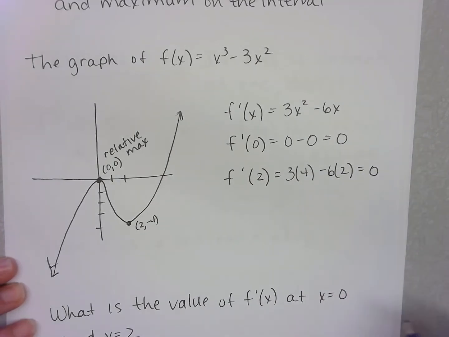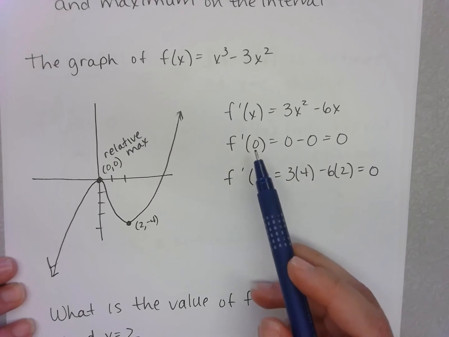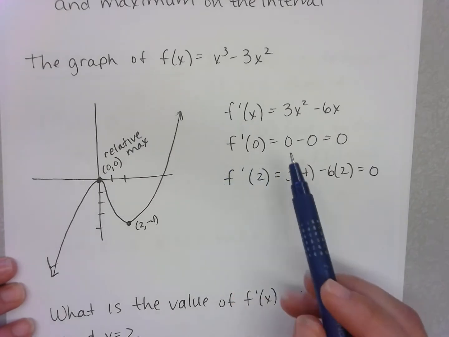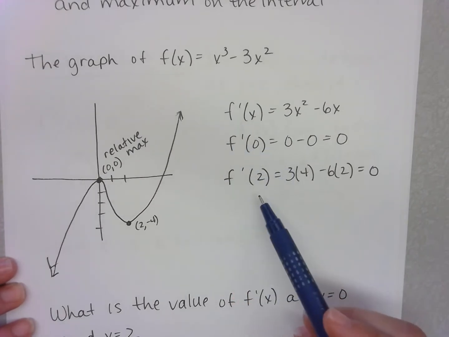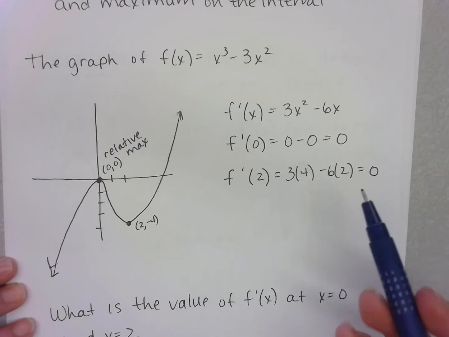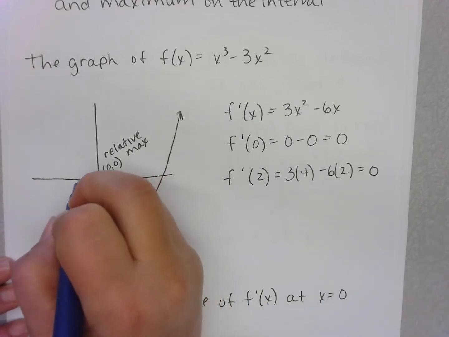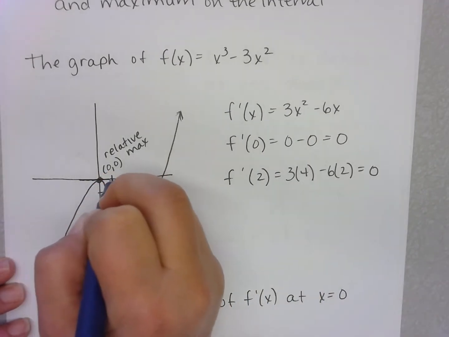What this means for me is that the slope of my tangent line at x equals 0 and x equals 2 is 0, meaning my tangent lines would sit here horizontal.